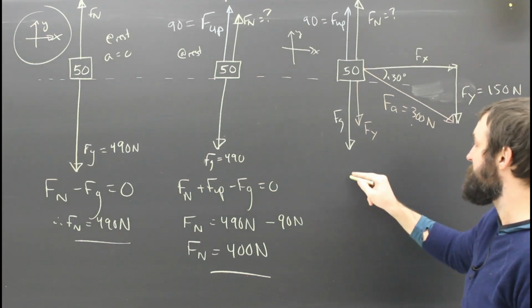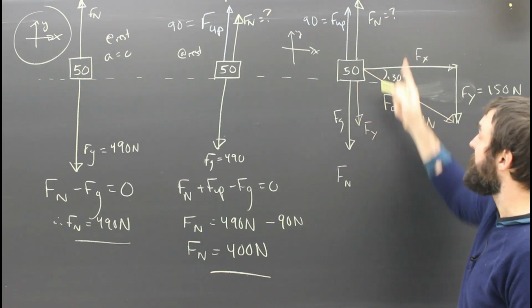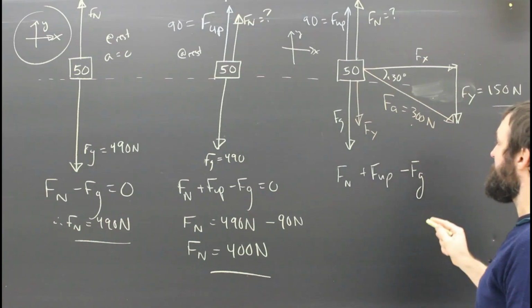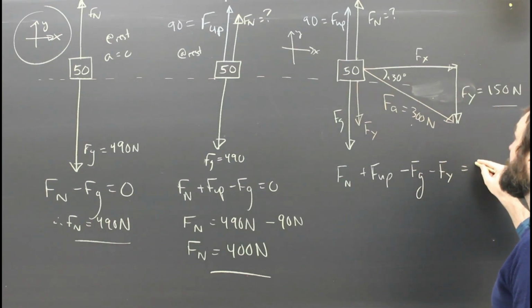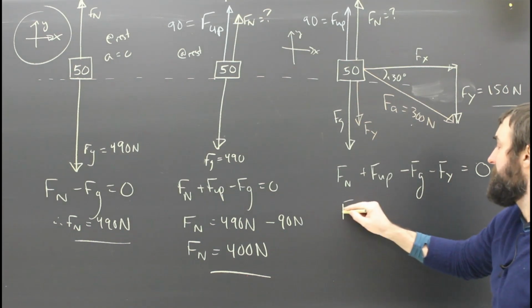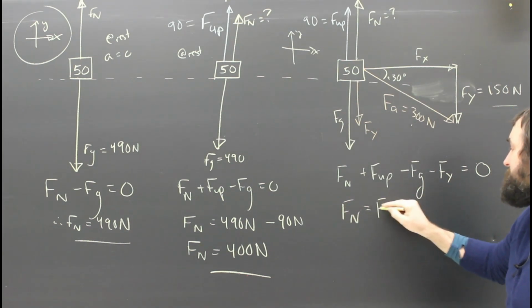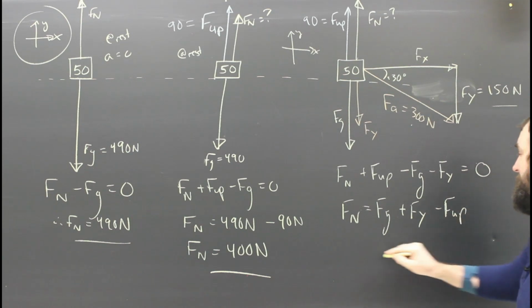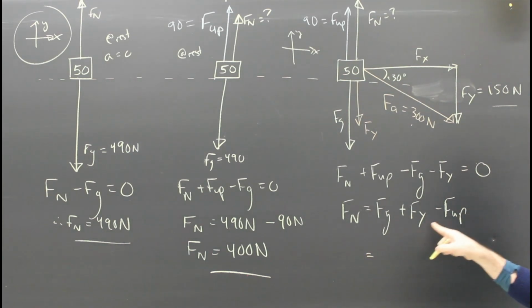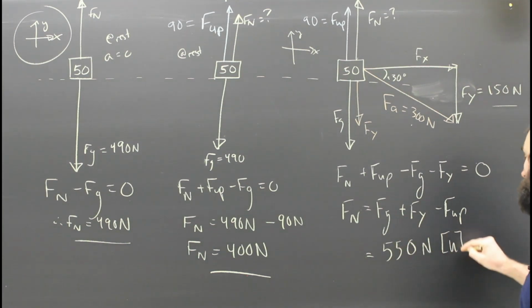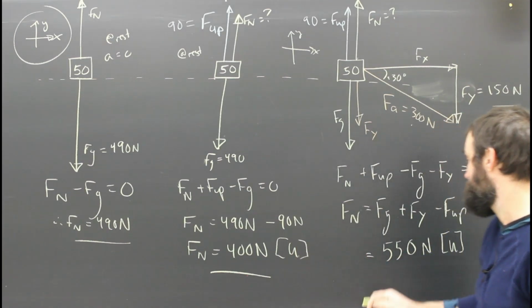So what's my y equation going to say now? Fn is still up. F up is up. Fg is down, so minus Fg and minus Fy. The box is not sinking into the ground. It's not flying off the ground. Its vertical acceleration is still 0. So what do we end up with? We end up with Fn equal to Fg plus Fy minus F up. And that's going to be 490 plus 150 minus 90. That's 550 newtons up. The normal force is up in all three of these examples.